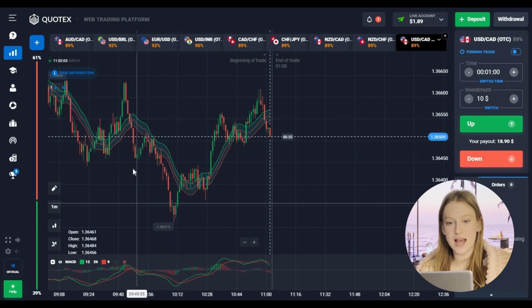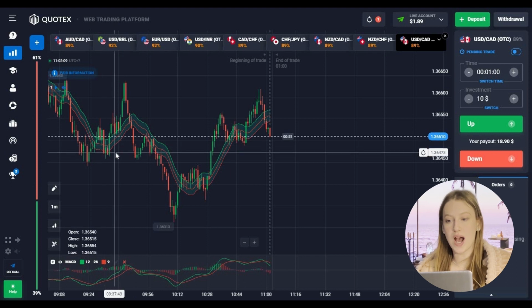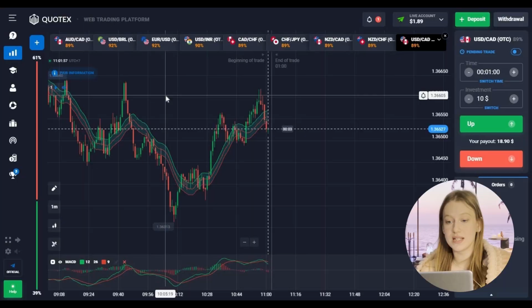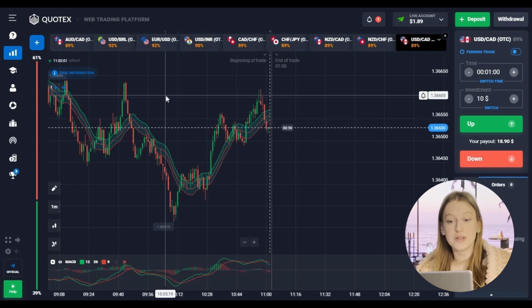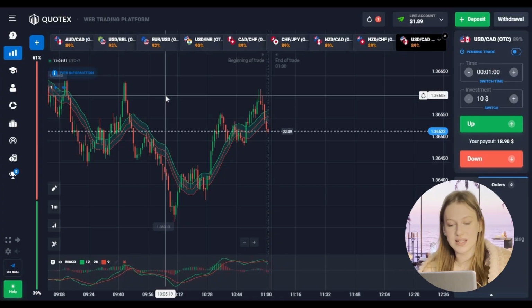This is MACD and envelopes. This is the perfect tool if you know how to use it correctly. As you can see, I have already selected the currency pairs. By the way, my account is quite small now, only $1. So, I'm ready to start my trading session and open a trade right now.